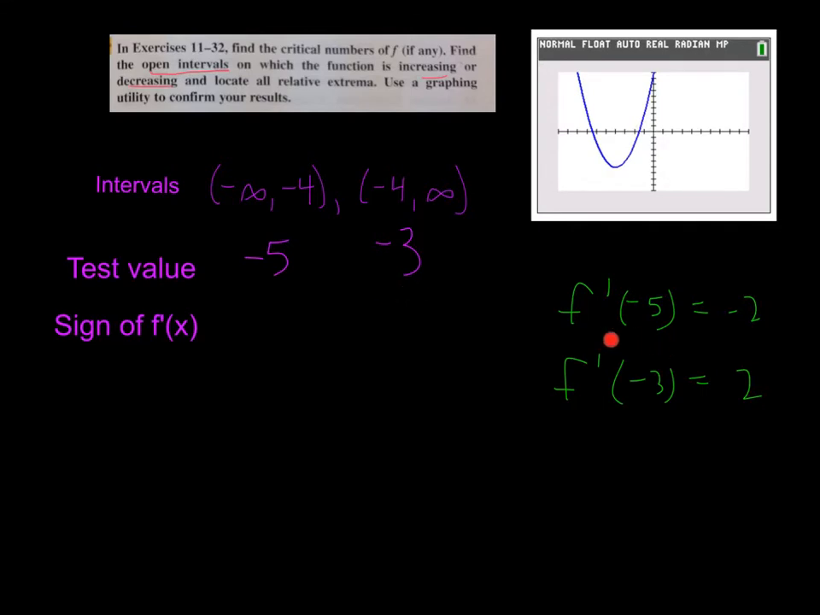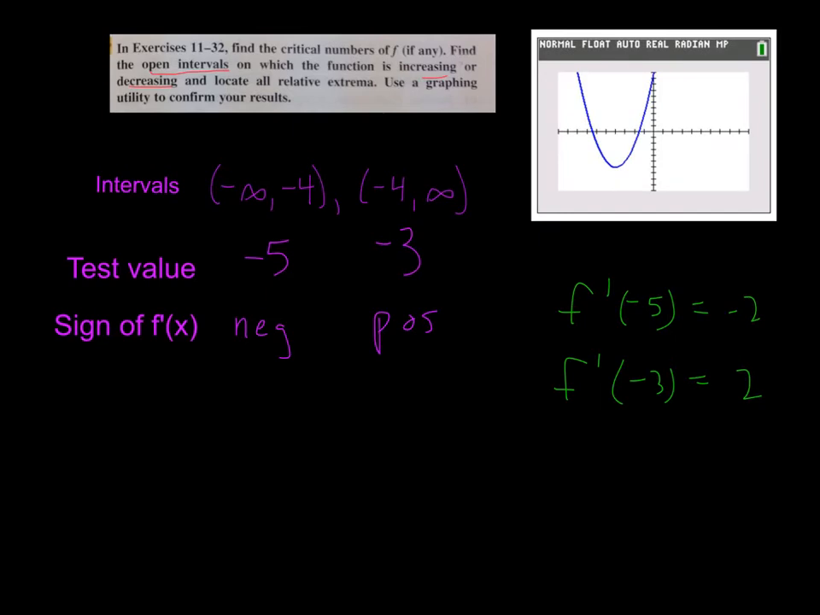And as you see over here on my scratch work, I have a y value of -2 when I substitute -5 in for x in the derivative. Thus my sign of f prime of x is negative on the first interval. And on the substitution of -3, I get a +2, so my sign of the derivative is positive.